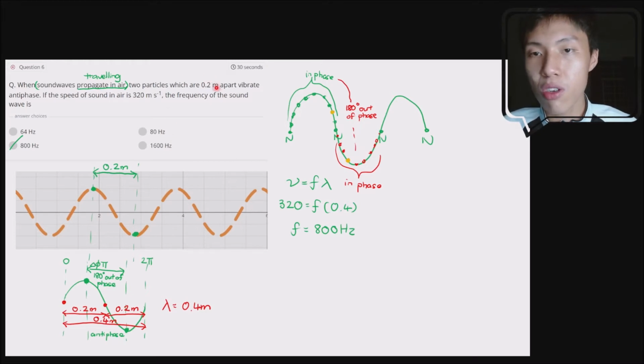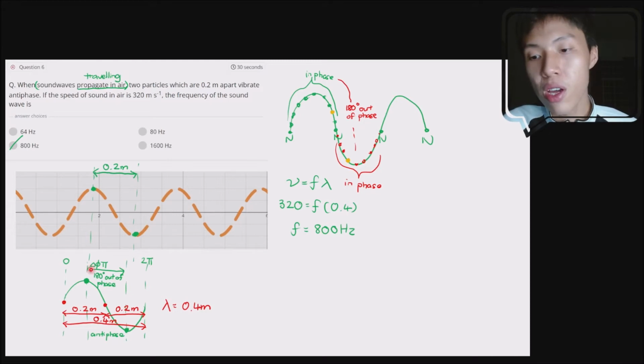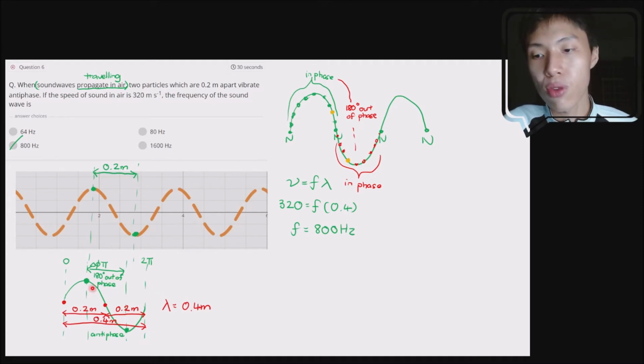So when you look at 0.2 meter apart, you might be confused about which particle and which particle, because any particle here and any particle here are out of phase. But the main mistake is thinking of it as a standing wave, which is not the case. The question here is asking about a traveling wave. If you focus on a traveling wave, you know that the distance between 2 points that are out of phase is always fixed. There is only one particle and one particle that are out of phase in the wave cycle. So if you know the distance between them, you can determine the wavelength, and from there you can determine the frequency.